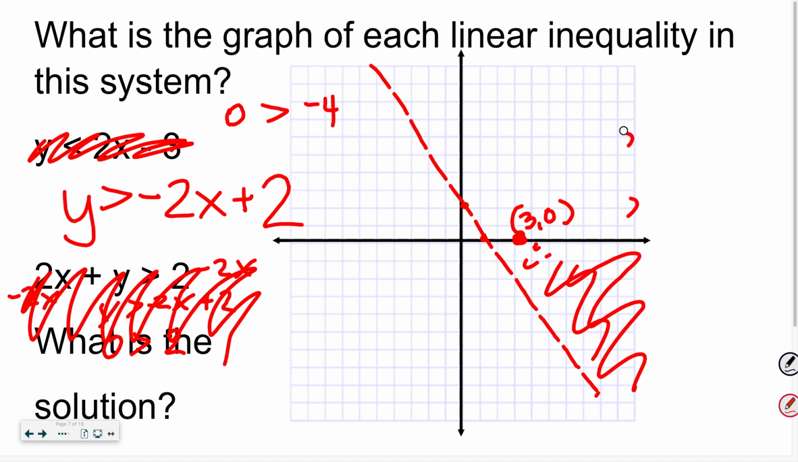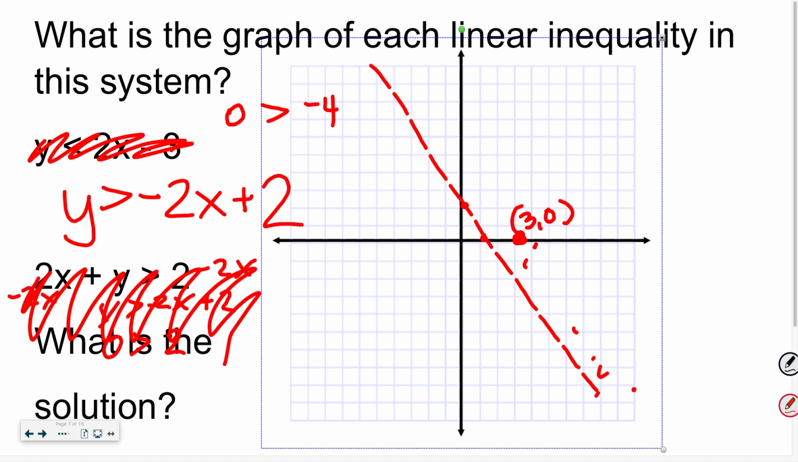Let's try another coordinate. Who sees another one? I mean, there's like thousands in there, but name one. Give me one of the coordinates in this range. 4, 0. So this point right here, we're going to try this. 0 is greater than, if I substitute a 4 in, it would be negative 8 plus 2, which is negative 6. Is that true? Yes, so that's one of our solutions.